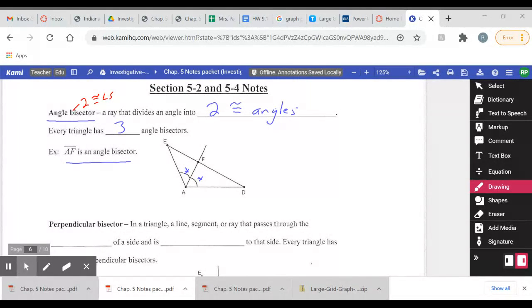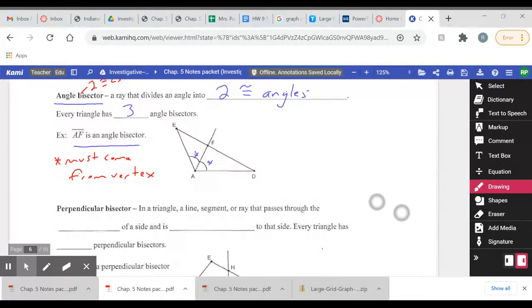Okay. Another key thing about an angle bisector is that it must come from a vertex. We're again talking about four different wording things here. Three of them must come from a vertex, which is like vertex A, but one of them does not have to come from a vertex. It can, but it doesn't have to. So that's just another key property to remember.